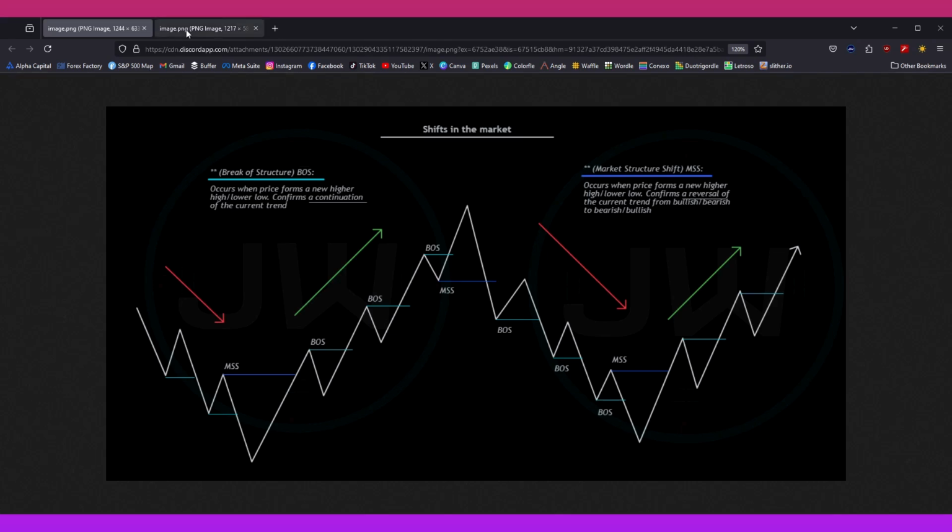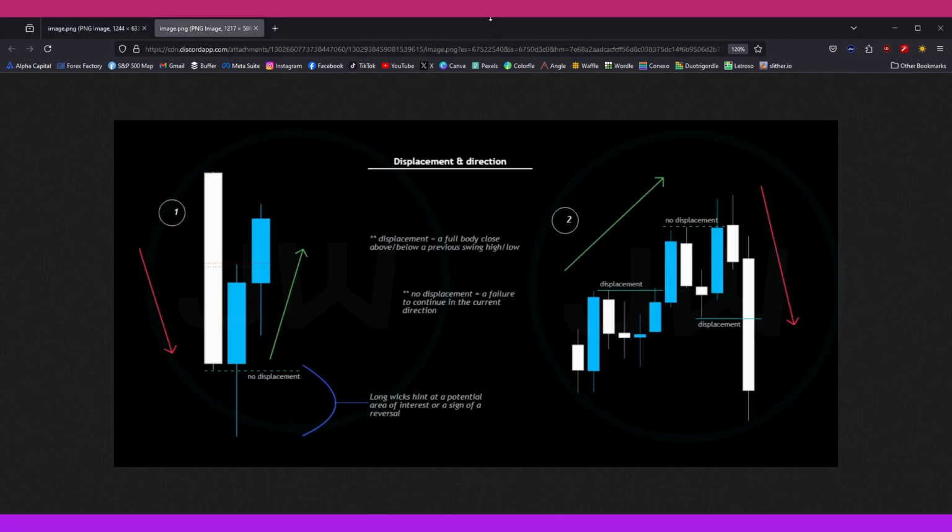So, how do we confirm this? Well, to confirm the direction, we look for displacement. So what is displacement? Displacement is full body close candles above or below the previous swing high. So when we look at this diagram right here, we see that this candle right here broke the previous swing of the candle below, of this candle right here. And we see it reject with this giant wick and close within the range, just above this low right here.